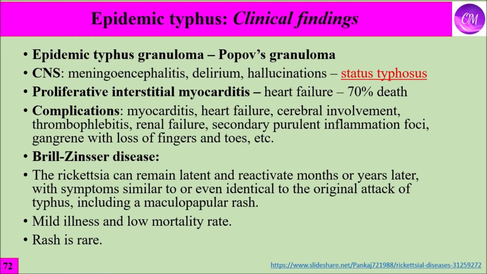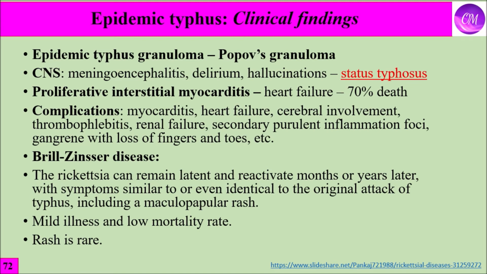Complications of epidemic typhus are myocarditis, heart failure, cerebral involvement, thrombophlebitis, renal failure, secondary pulmonary inflammation foci, gangrene with loss of fingers and toes, and etc.